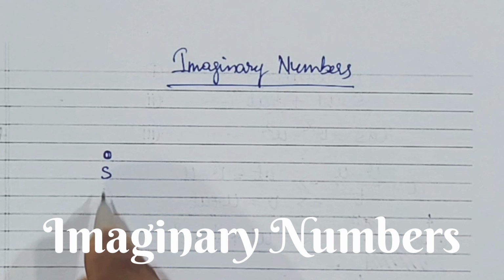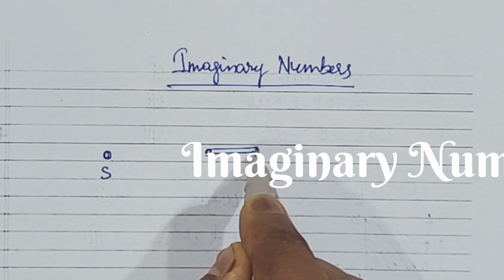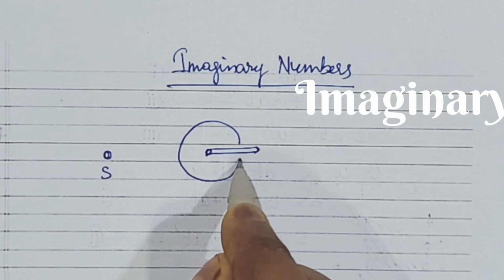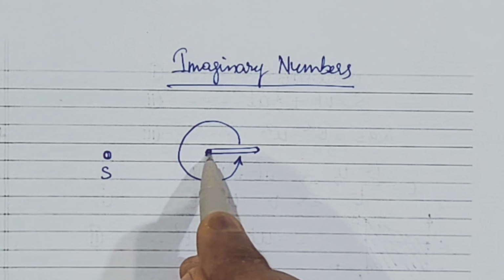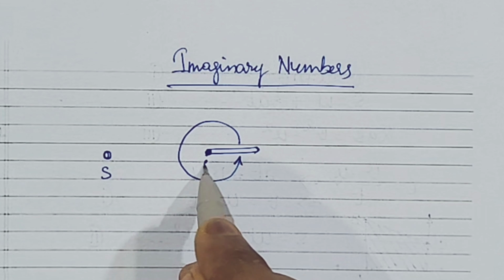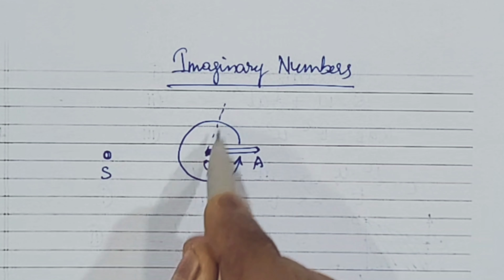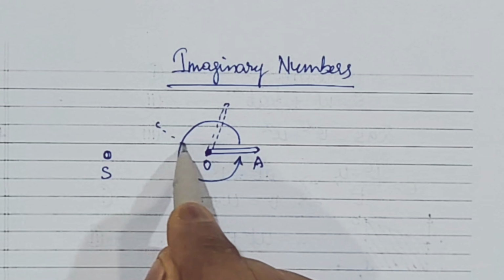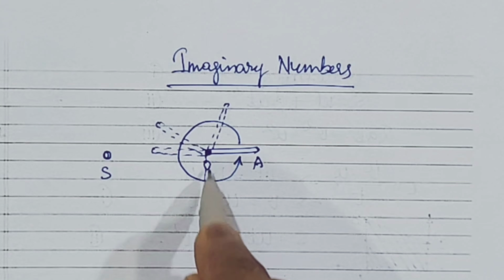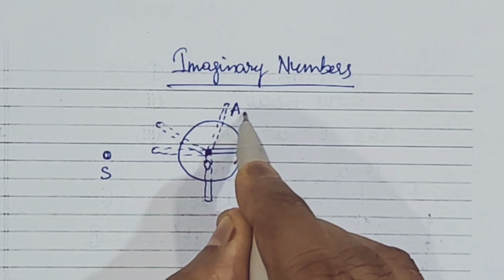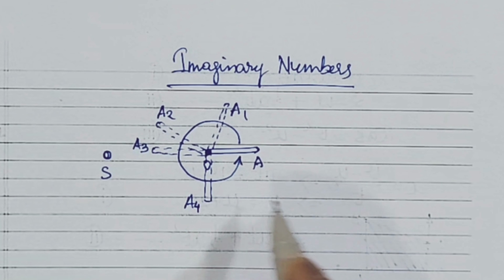So that is your source of light. And there is an object which is trying to rotate in this direction. So this is a stick or an opaque object which can rotate around this point O. So OA can have different orientations at different points of time. Let us mark this as OA1, OA2, OA3, OA4 and so on.